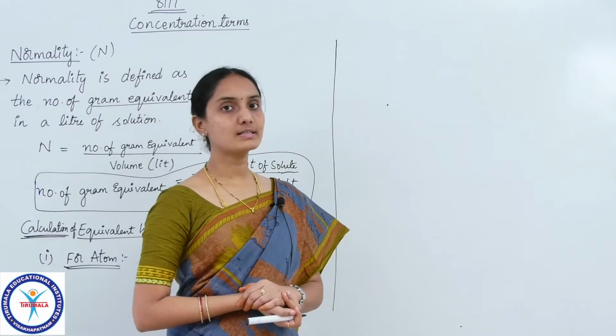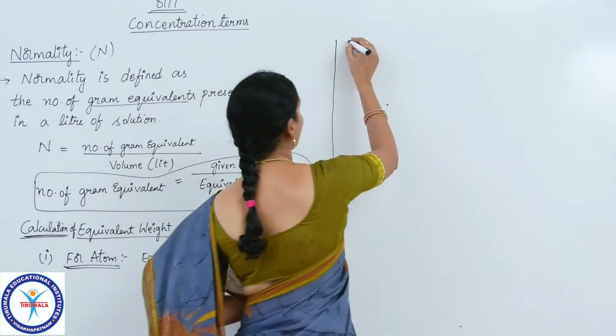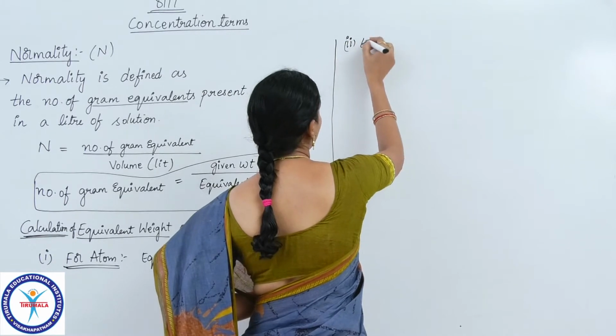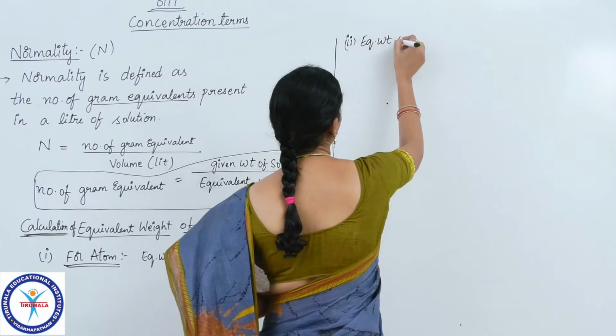Now let us consider the second category, children, that is equivalent weight of ions.